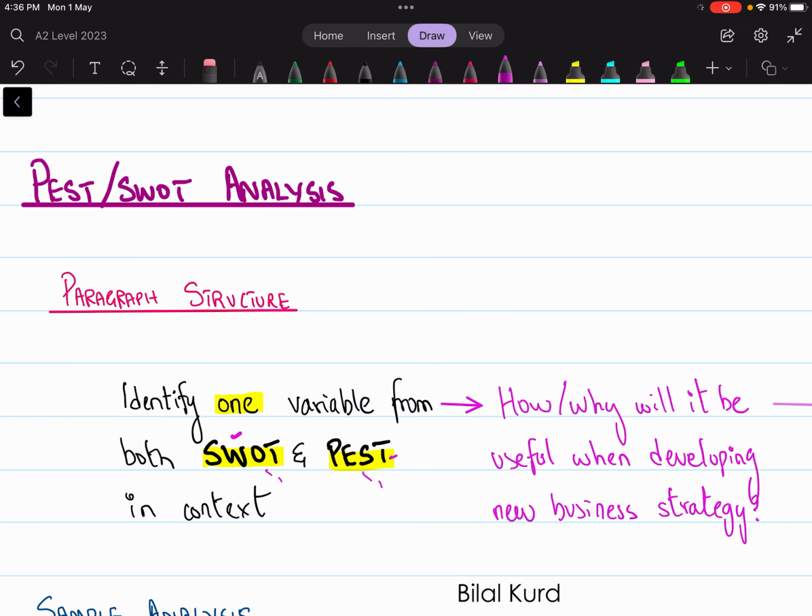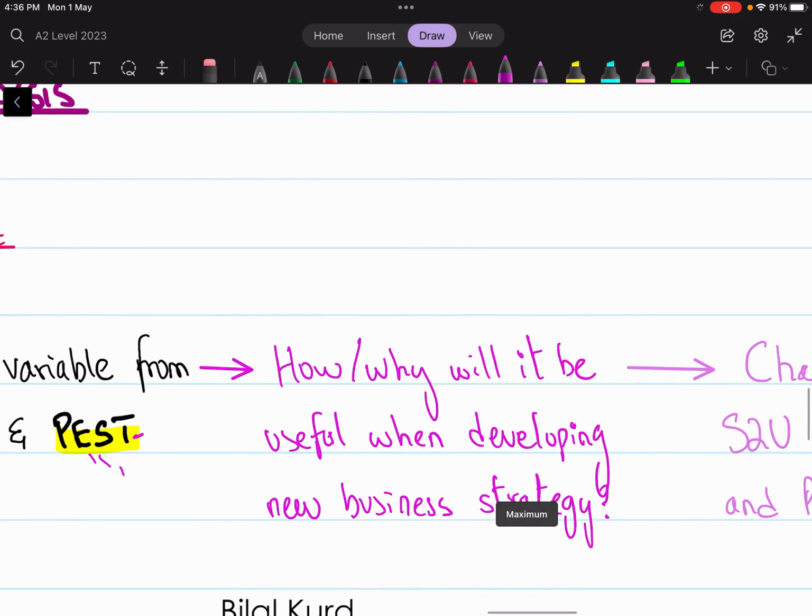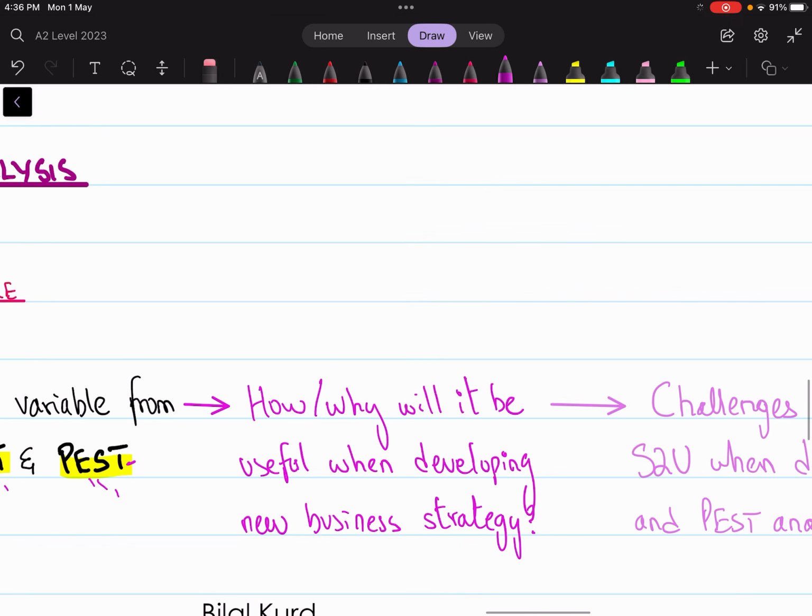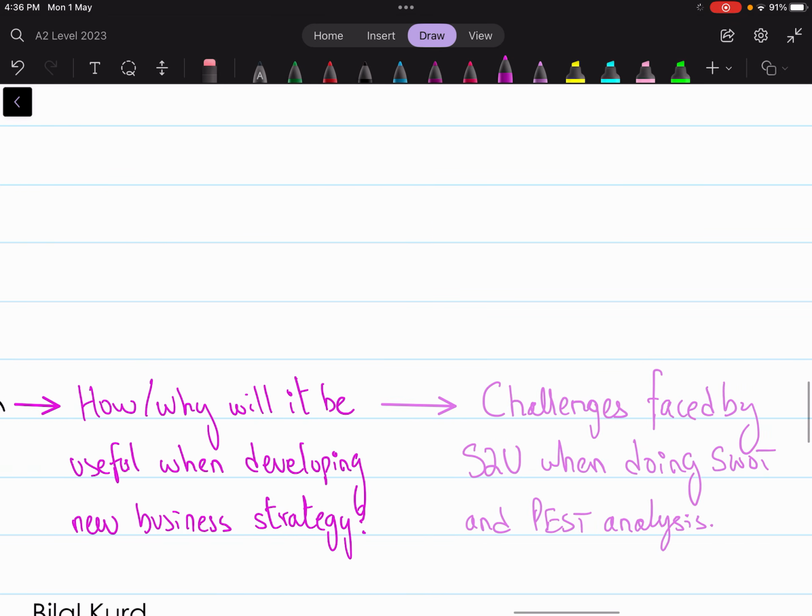So how would you go about this particular aspect of information? First, identify one element from either SWOT or PEST, then tell how this information will be useful, and then the challenges faced by STU when doing SWOT or PEST, or how this information may not be useful when coming up with or developing a new business strategy.